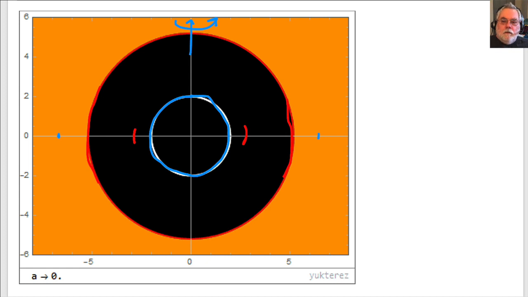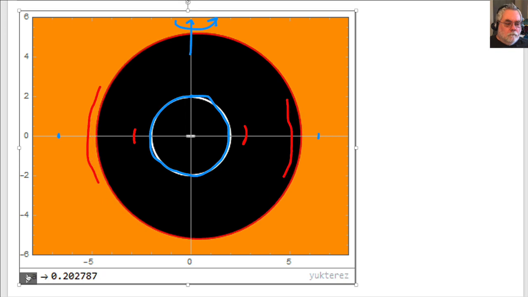Now, first let's add 10% of rotation, so comparable to the Milky Way supermassive black hole's probable rotation. This, I couldn't stop fast enough. This is 20% rotation. And the event horizon is nearly unchanged. The black hole shadow and ring of fire have moved slightly to the right.